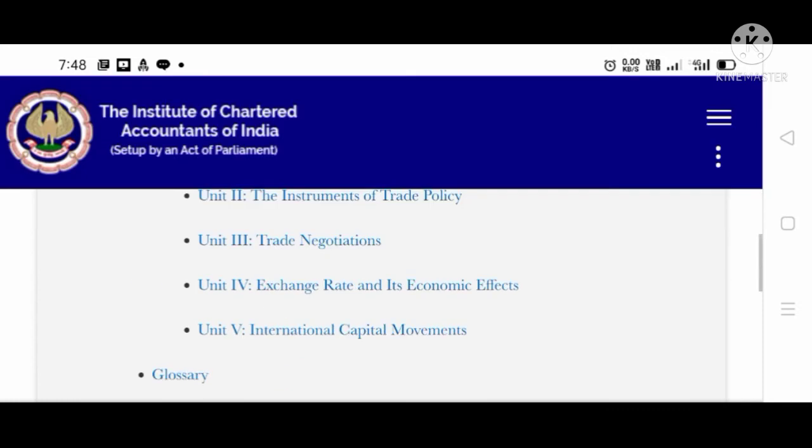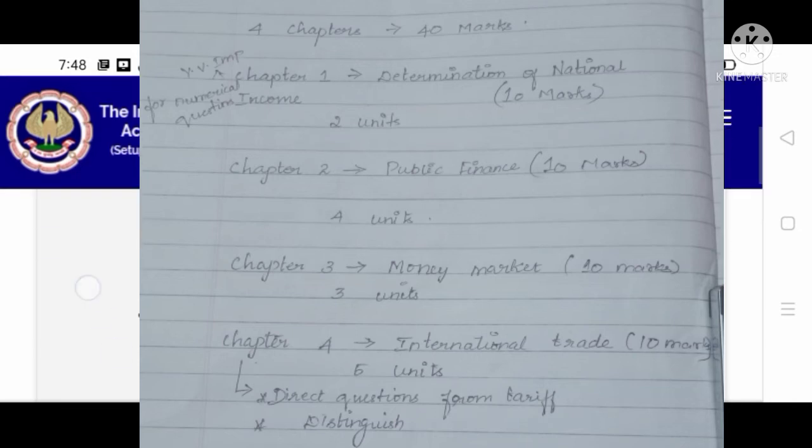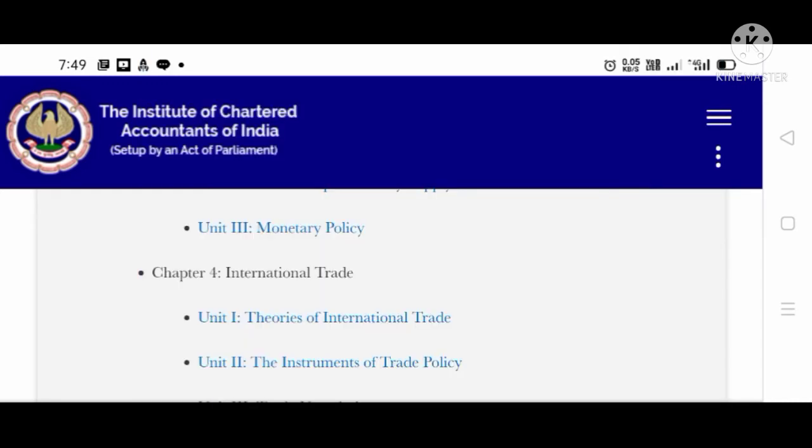Let's see the marks allotted to these units. Totally 40 marks for the four chapters, that is 10 marks allotted for each chapter, and you have to concentrate more on the first chapter for numerical questions. You will be asked numerical questions like calculating national income, and in Chapter 4 you will be asked direct questions based on tariff, and distinguish questions can also be asked. These are the group-wise and chapter-wise divisions of Part B Economics for Finance. Part A is allocated to the financial management subject.